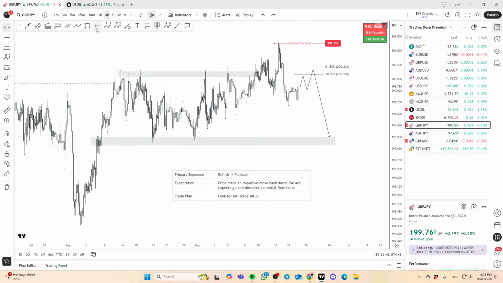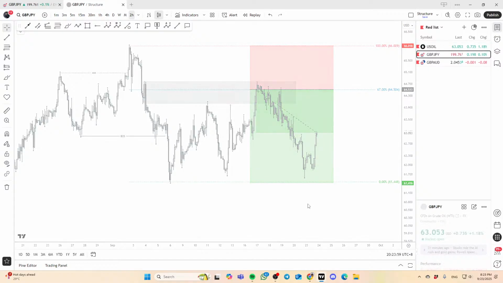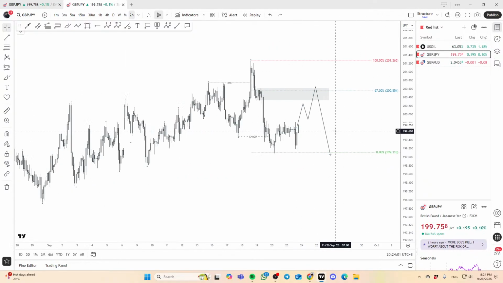Very simple structure. I don't see a need to overcomplicate that. This is very corrective in itself, and this is impulsive in itself. There's a good probability that if this corrective pullback continues, we can see more downside. And of course, we also have a valid setup right now.